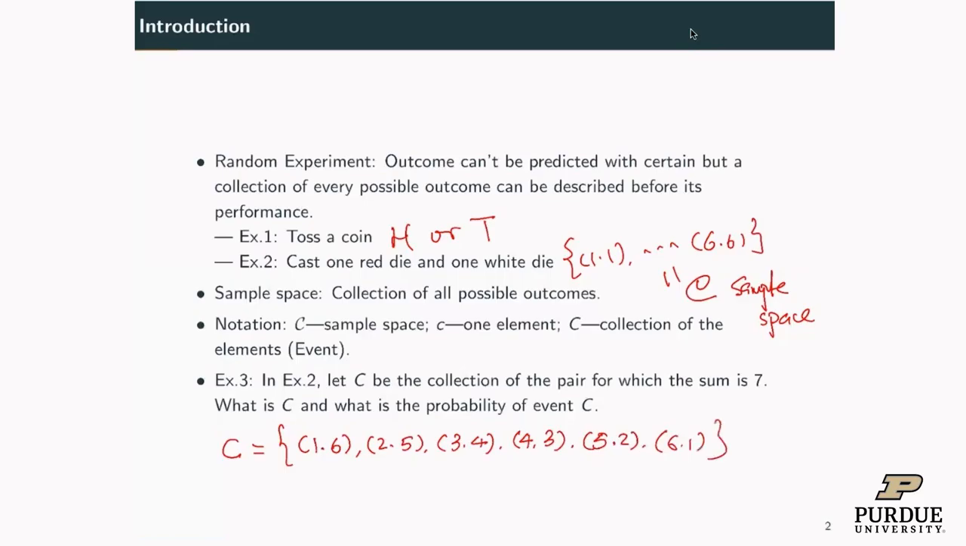So this is C. Now, if it's a fair die, everybody should know the probability of this event. You just count. How many possible outcomes? 36. Now inside, 1, 2, 3, 4, 5, 6. So this is 1 over 6, the probability of this event, that the sum of the pair is 7.